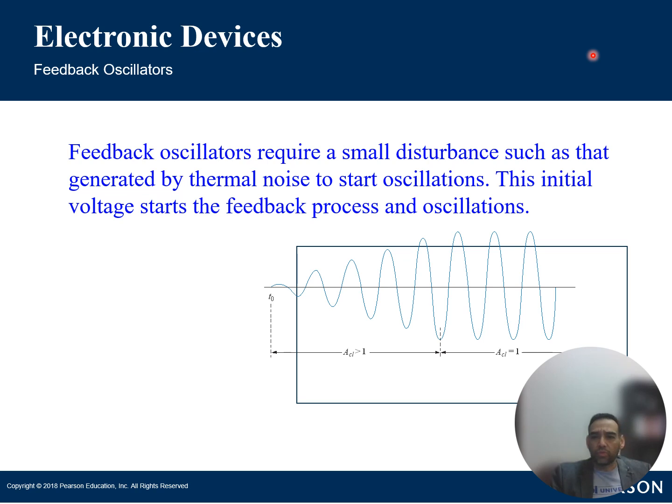Feedback oscillators, says the slide here, require a small disturbance such as that generated by thermal noise to start oscillation. This initial voltage starts the feedback process and the oscillations.